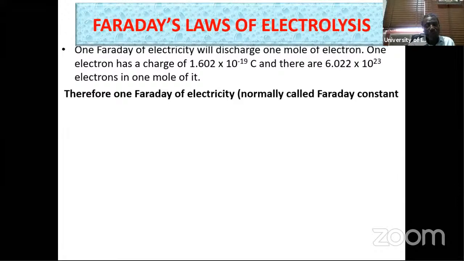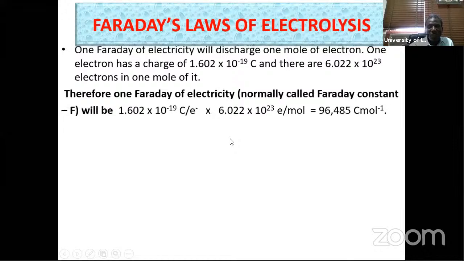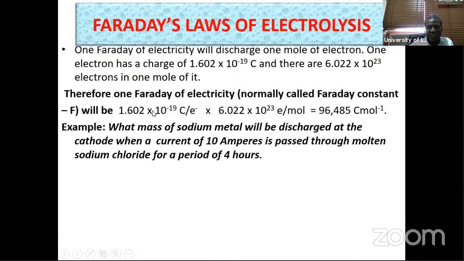And you know, in 1 mole, you actually have how many electrons you have in 1 mole. So you know that 1 mole will be 6.022 times 10 raised to power 23. So if you want to know what you actually have, 1 Faraday of electricity will be the product of this charge per electron and this electrons per mole. And that is how we have gotten the Faraday constant.